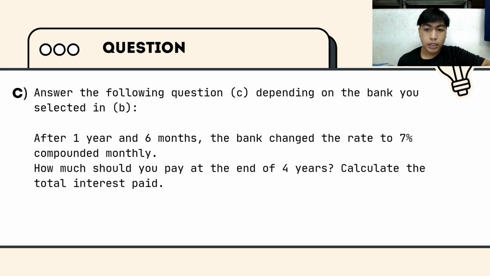Question C. Answer the following question depending on the bank you selected in B. After 1 year and 6 months, the bank changed the rate to 7% compounded monthly. How much should you pay at the end of 4 years? Calculate the total interest paid.